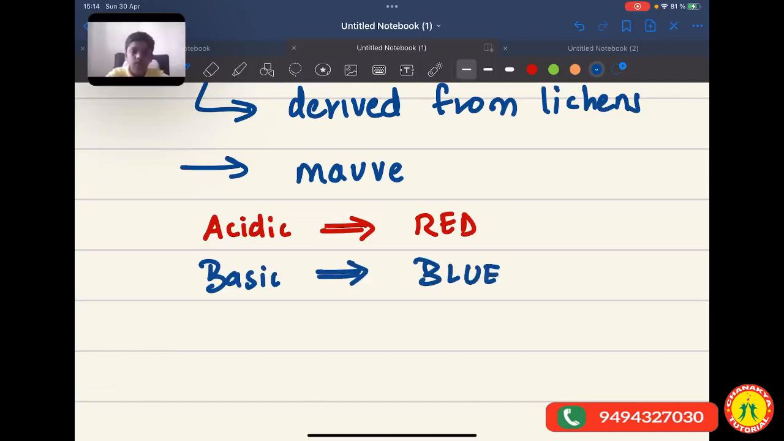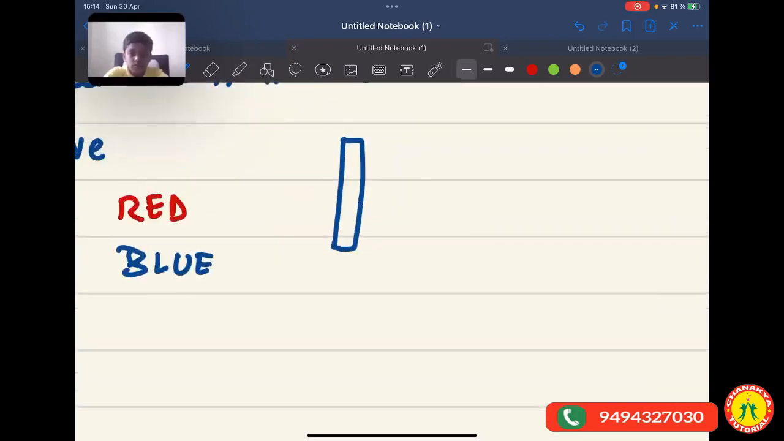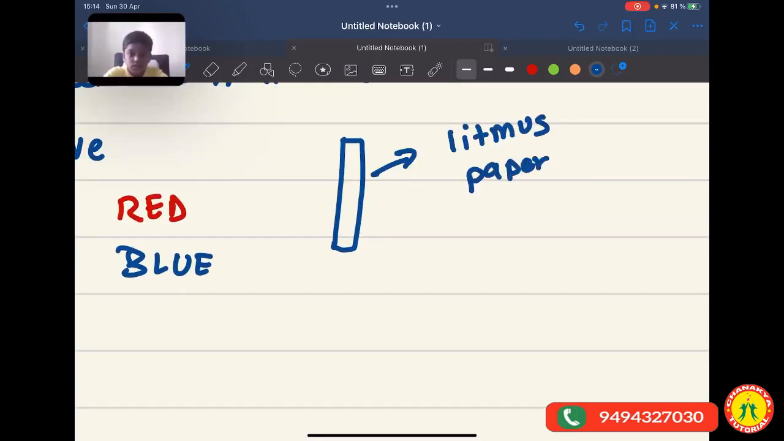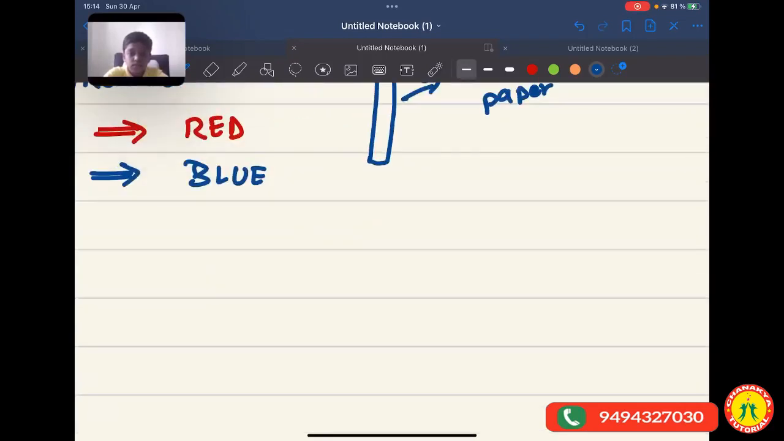Okay, so it is available in the form of a solution also. You get it as a paper also, in the form of a strip of paper like this, or in the form of a solution. This is known as litmus paper. Normally they're available in two colors: red litmus paper and blue litmus paper.